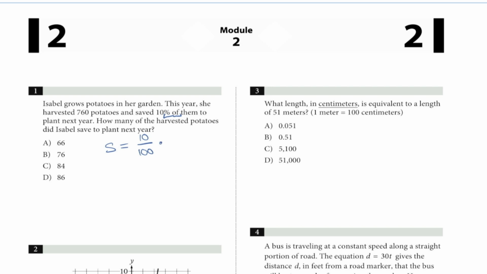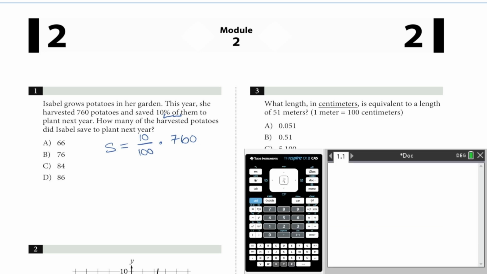So here they told us it was 760. And so we can pull up our calculator. And here we don't even have to use the solve function. I can just do control divide, 10 over 100 times 760. So 76.